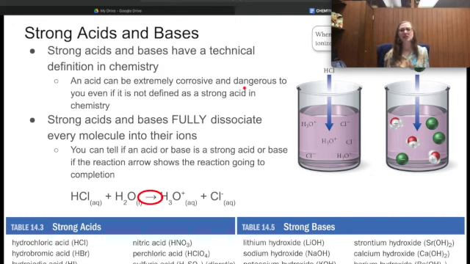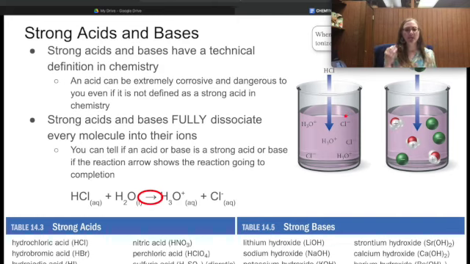So the technical definition that we use in chemistry to describe a strong acid or a strong base is that strong acids and bases fully dissociate every molecule into their ions that's put into solution. So basically, when you put HCl in water, every single HCl molecule dissociates and forms an H3O+ when it reacts with the water it's in, and a Cl-.